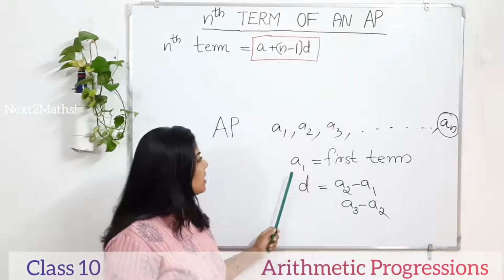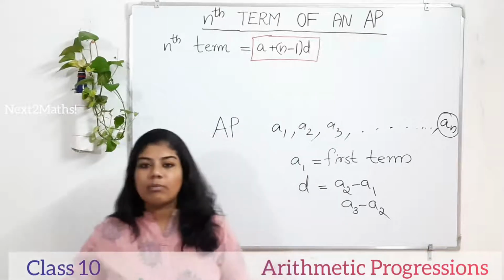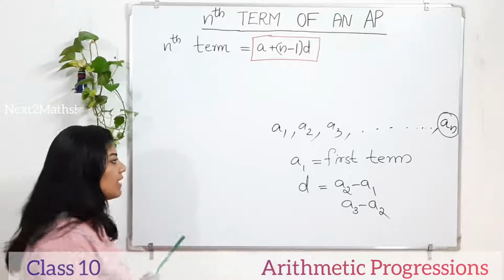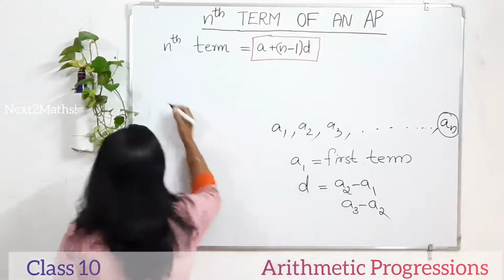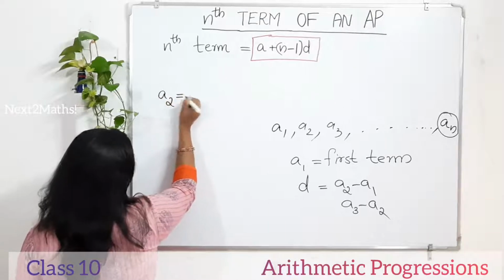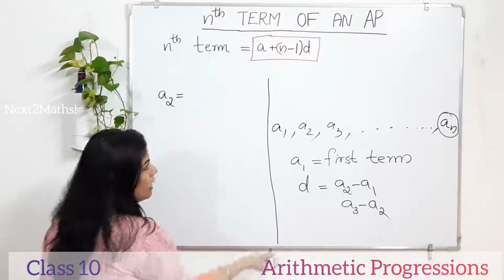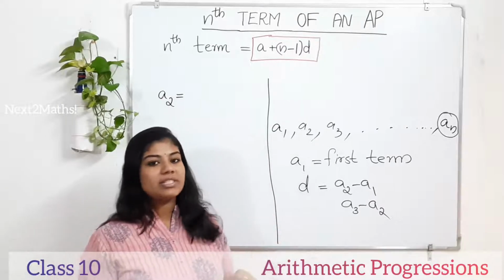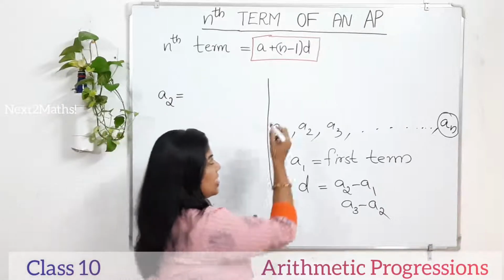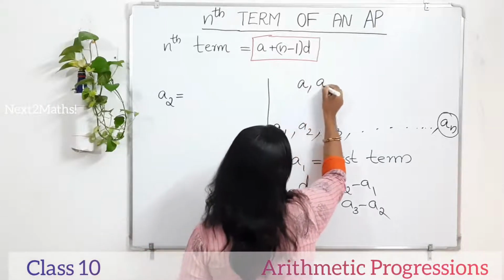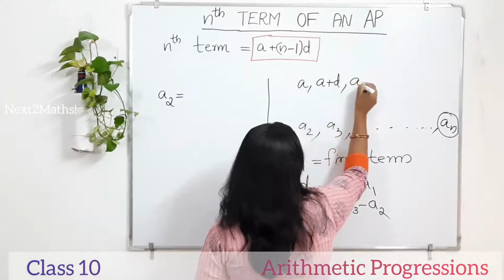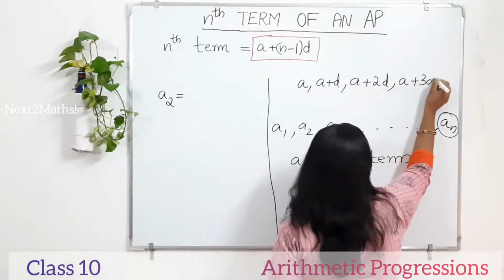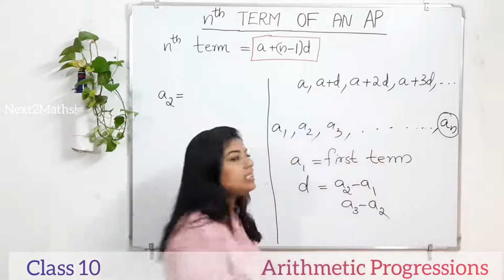This is the equation. So let's check what A2 is here. One by one we can clear it. What is A2? A1 is the first term. What is A2? Do you remember the general form of an AP? You already studied the general format. What was the general format? Yes, A plus D, A plus 2D, A plus 3D, etc. This was our general form.